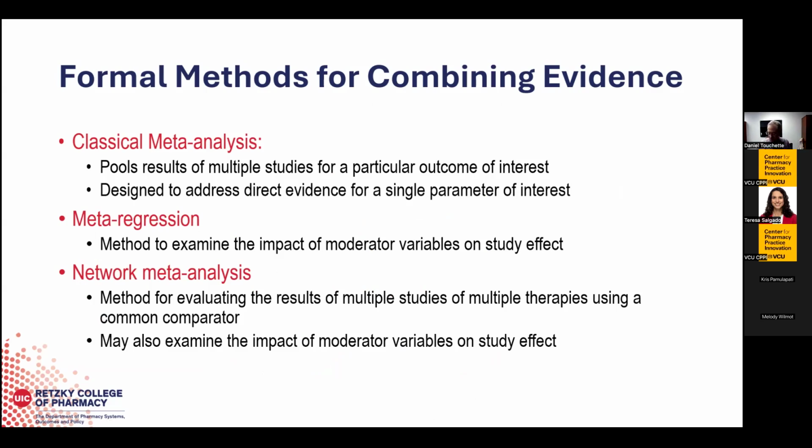Now I'm going to move to some of the methods that we commonly use in economic assessment of programs or of medications too. There are a number of different ways to formally combine evidence. If we're looking at a single outcome of interest and we have multiple studies available to us, we can do things like classical meta-analysis or meta-regression if we have access to more detailed data, the primary data from, say, several clinical trials.